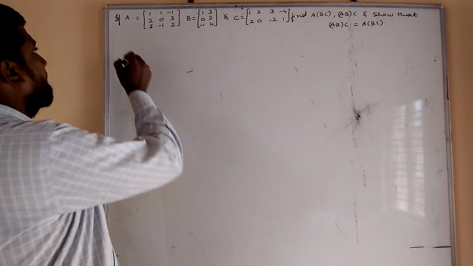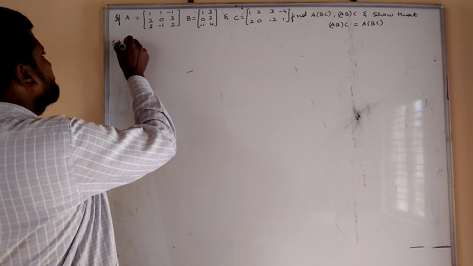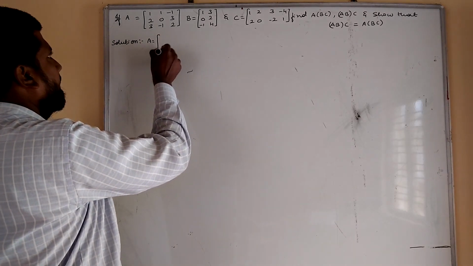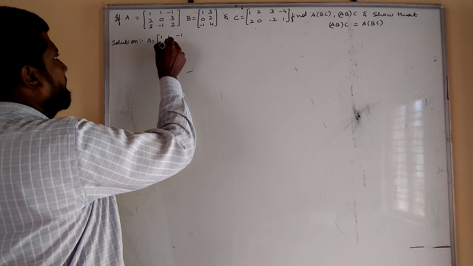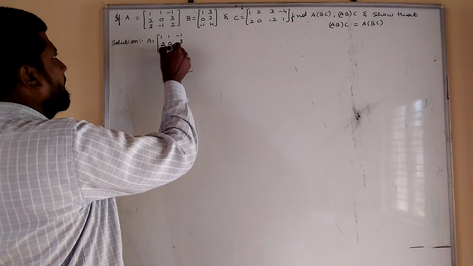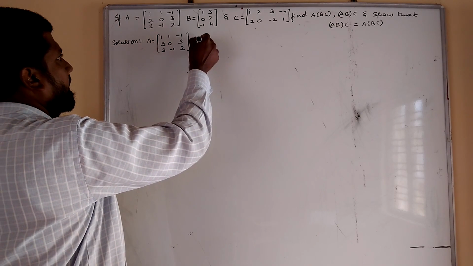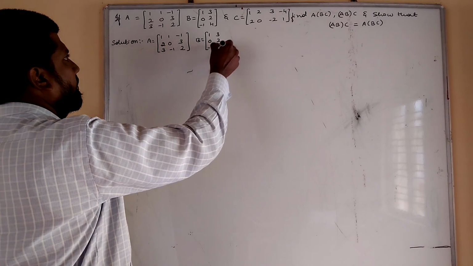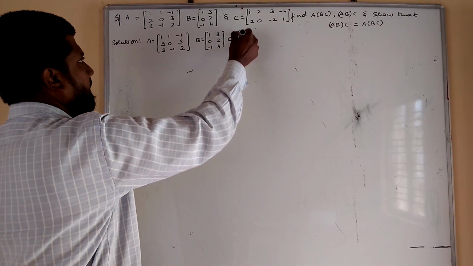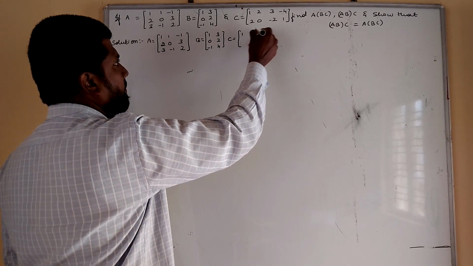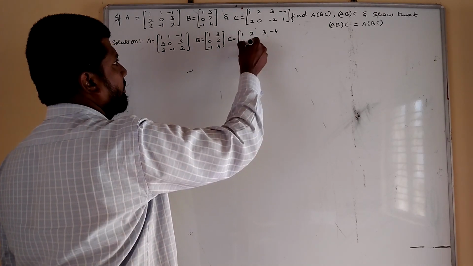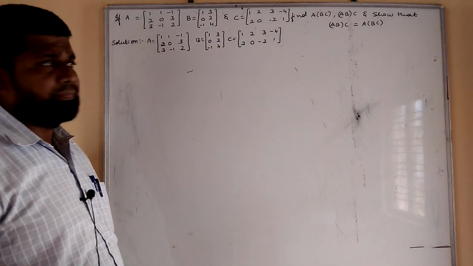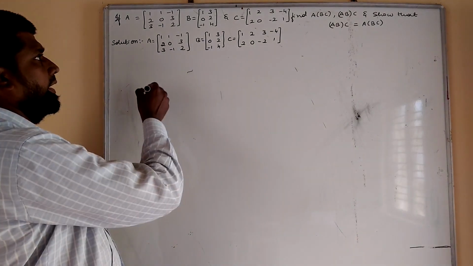So let us write the given. A is 1 1 minus 1, 2 0 3, 3 minus 1 2. Then B is 1 3, 0 2, minus 1 4. Then C is 1 2 3 minus 4, 2 0 minus 2 1. This is C. So let us find AB of C.